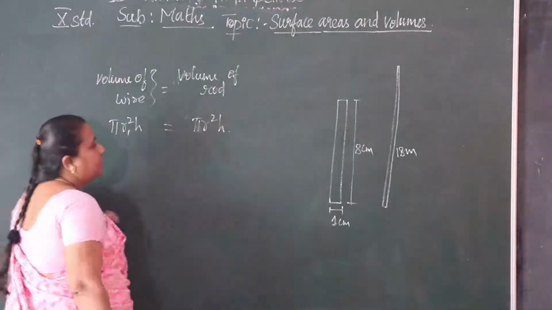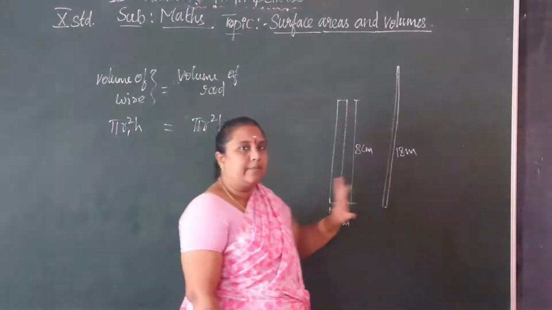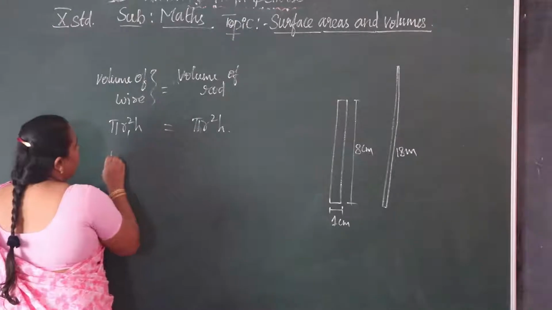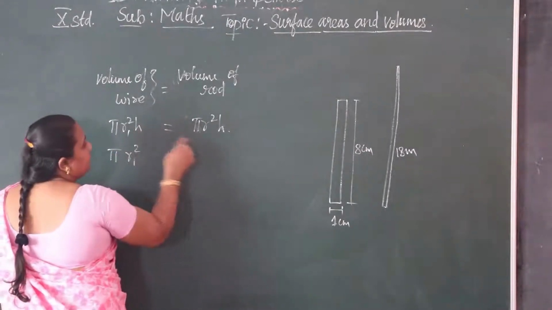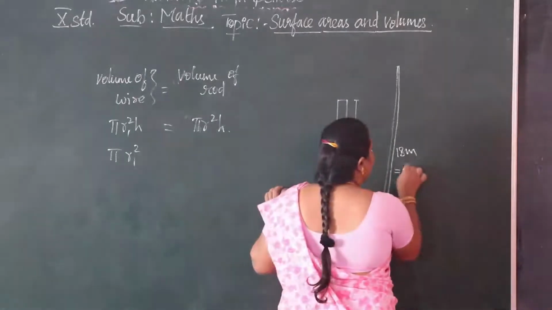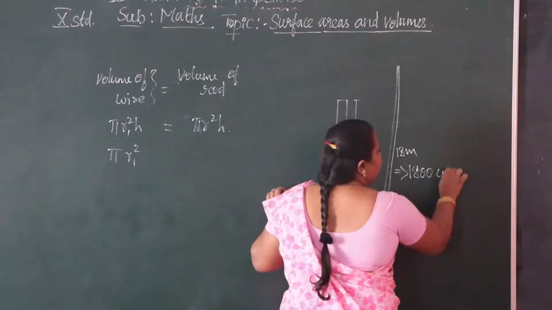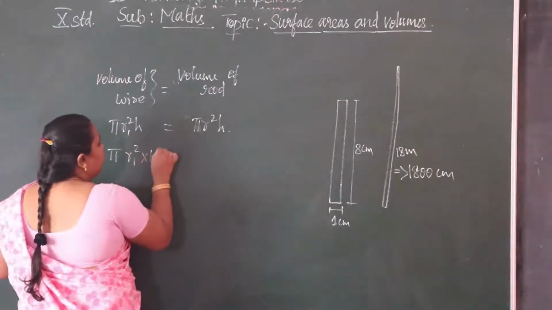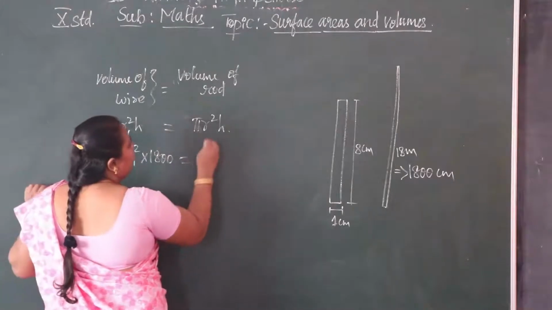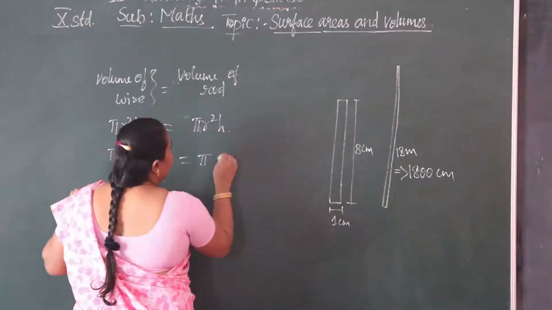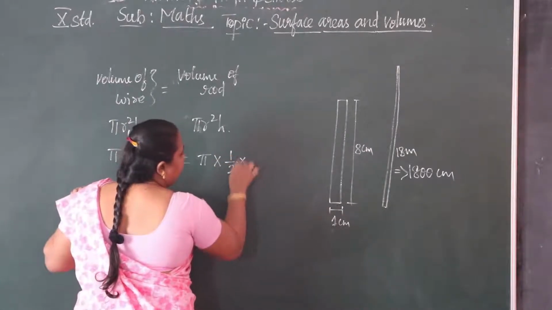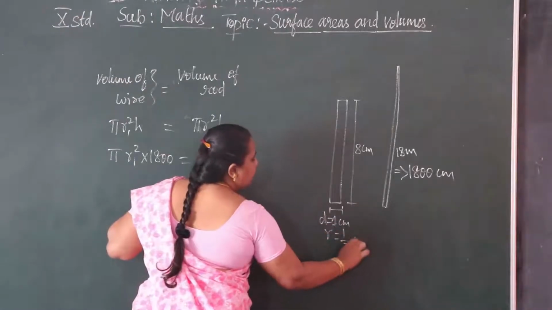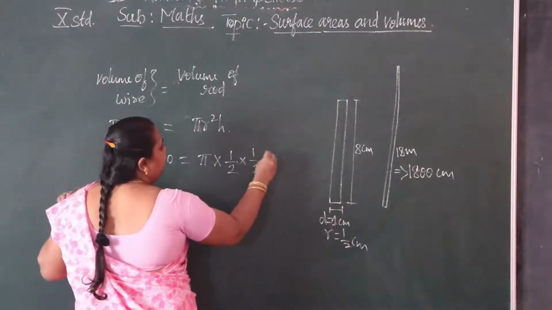So here, pi r1 square h. We have to find r1 here. So pi r1 square h equals pi r square h. Here we have to change meters into centimeters. That is 1800 centimeters, so pi r1 square into 1800 equals pi into r square. What is r here? Half of the diameter. The diameter D equals 1 centimeter, so r equals 1/2 centimeter. 1/2 into 1/2 into h.